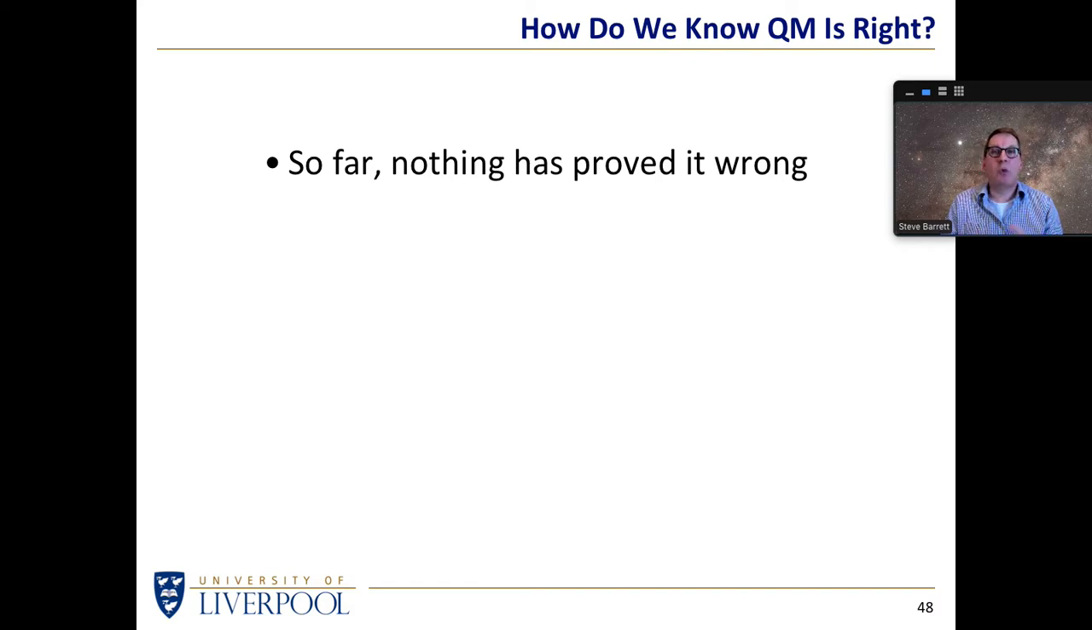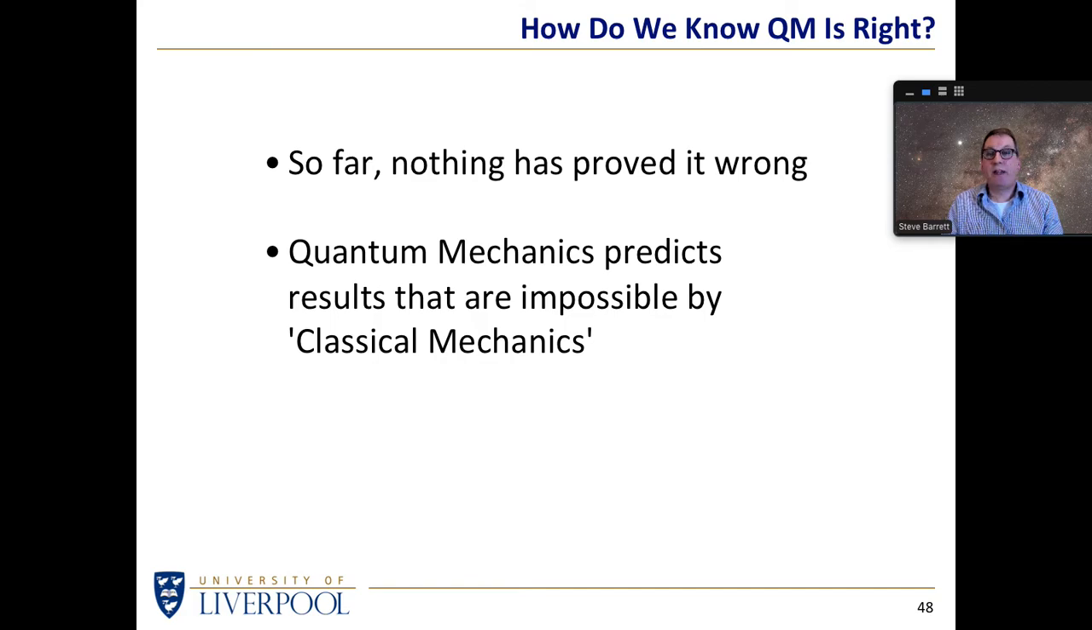When we apply quantum mechanics to small-scale things, although it seems to give bizarre predictions, those predictions have always proven to be correct. We've never yet shown that quantum mechanics is wrong. That doesn't mean it's right, it just means we haven't yet been able to prove it wrong. Quantum mechanics predicts things that are essentially impossible according to Newtonian classical mechanics. So that's why we believe quantum mechanics is probably right.